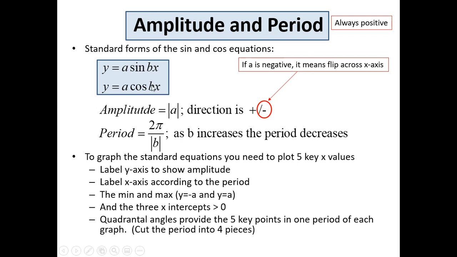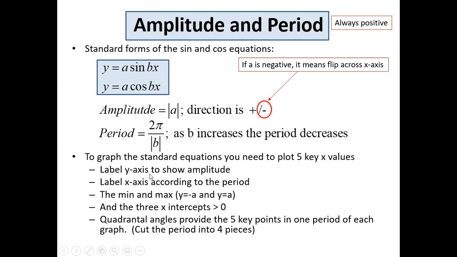Now, the amplitude, if you calculate it, is actually half of the total range. So if we look at the previous slide, the range for sine goes from -1 to 1, so the amplitude is 1. We'll take a look at some examples of some other amplitudes. The period is a little bit trickier. It's defined as 2 pi divided by the absolute value of b. So as b increases, the period decreases. As b decreases, the period increases.